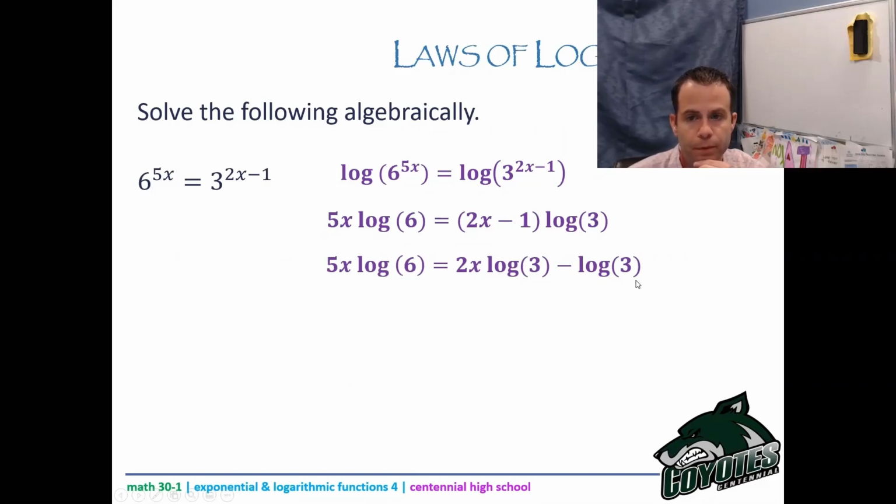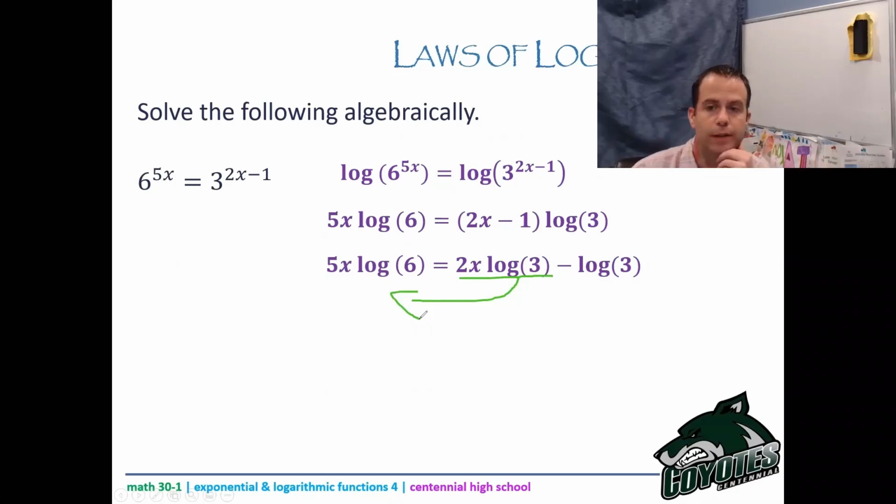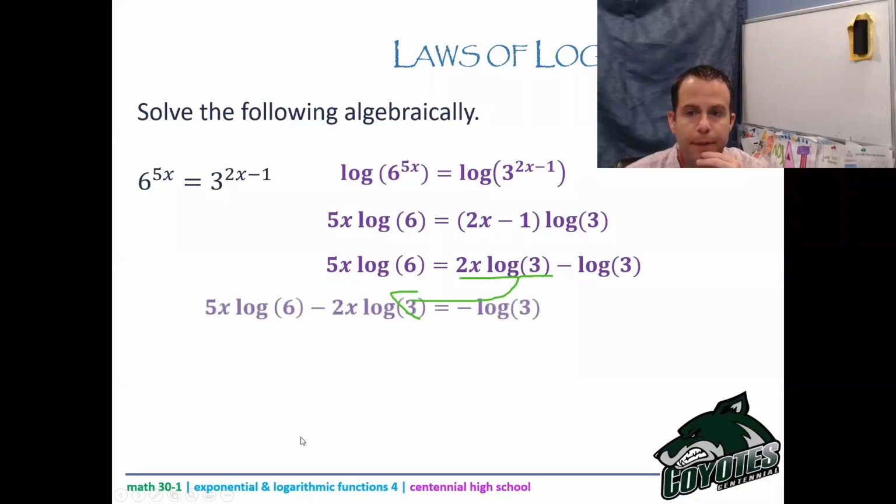Okay, so now I need to take this term here and bring it over to the other side so that I have all my x's on one side. So I'll essentially just subtract that term. So that'll give me 5x log 6 minus 2x log 3, and then I'm left with negative log 3 on this side.